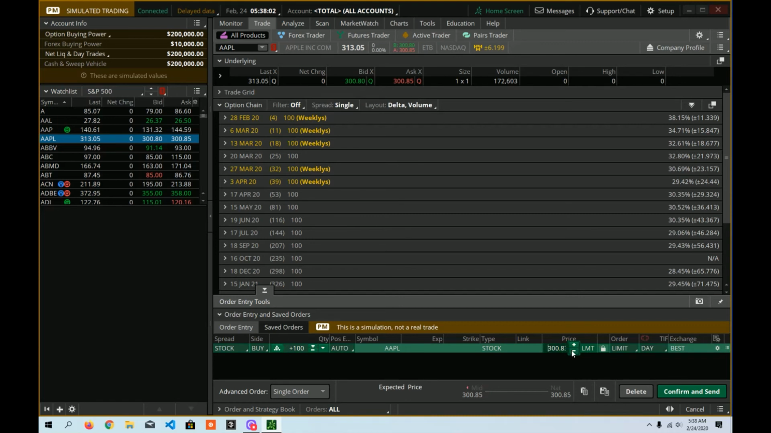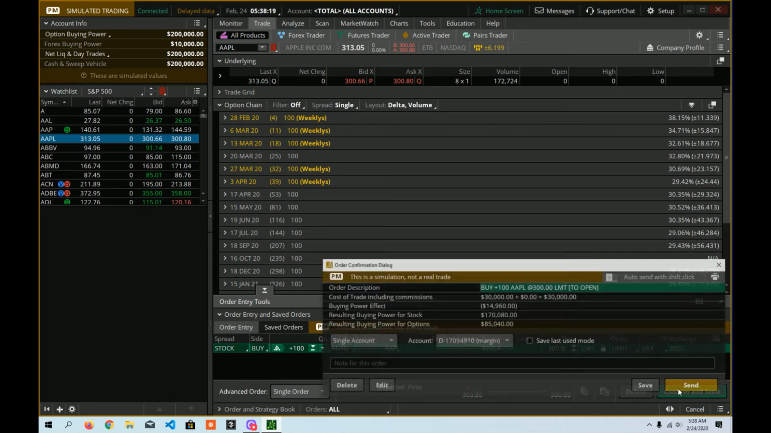What if I want to do it if it comes down to a certain price? I can type something in, or I can click the minus arrow. So when it gets to $300 even, I want to get it. Notice the lock is there. At this point, I can hit confirm and send, or delete. Remember, we're in paper money. There's no risk here. So we click that.